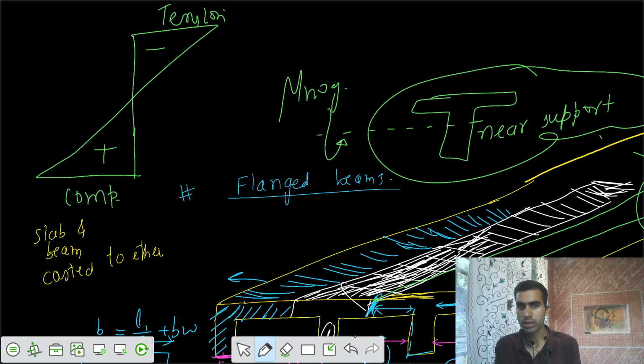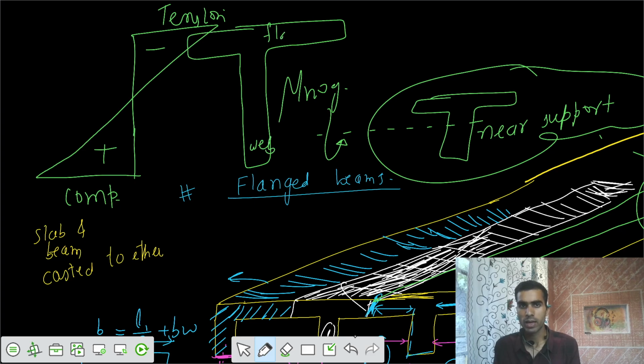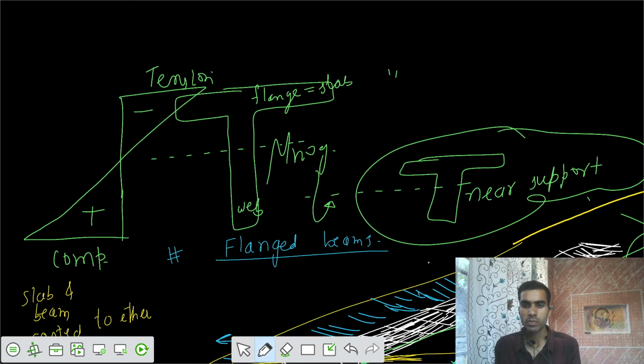If the top fibers are under tension, the slab portion and some part of the web are under tension. This part we call the web and this part we call the flange, which is also the slab. So the conclusion is that the concrete in the flange portion is ignored because that concrete is under tension. Our assumption in the limit state of flexure is that we ignore the tensile strength of concrete. Concrete in the slab portion is ignored.